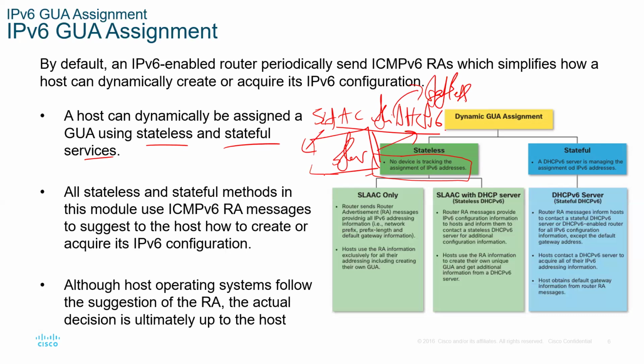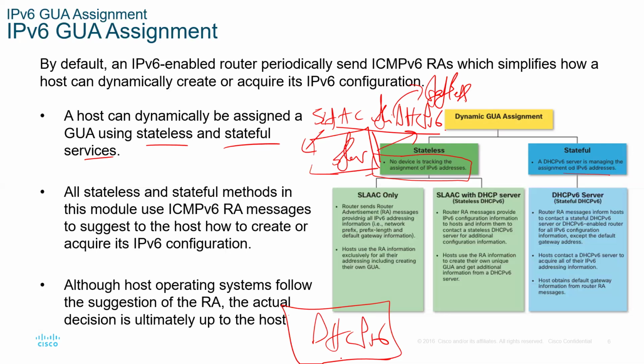So when we talk of stateless, it basically means the server is not tracking, it's not monitoring which addresses are being assigned to which hosts. Then when we talk of stateful, the server is managing the assignment of IPv6 addresses. It means the server knows every address that is being assigned to every other host. It is tracking, it is monitoring everything. So when we have stateful DHCP, we only have the DHCP server being responsible for everything. We don't have SLAAC.